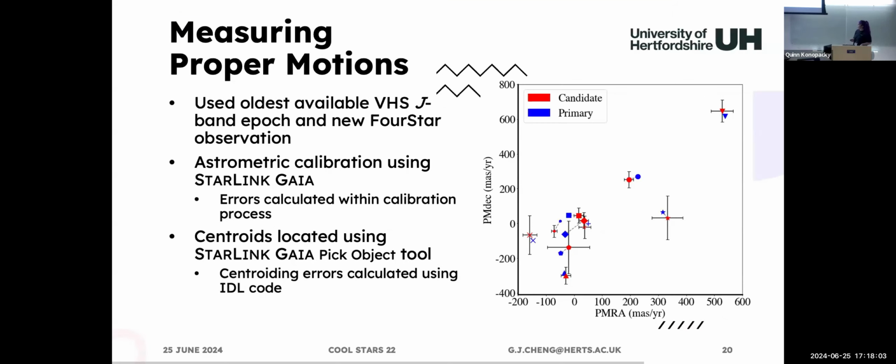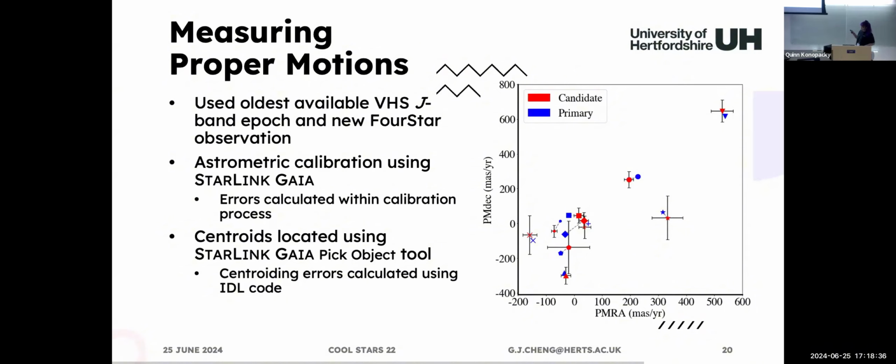To measure the proper motions, we use the oldest available VHS epoch and our new 4-star observations. We did astrometric calibrations in Starlink GAIA, which gave us errors for the calibration process, and we centroided the T-dwarf candidates using the Starlink GAIA pick object tool, and then got errors using the IDL code.